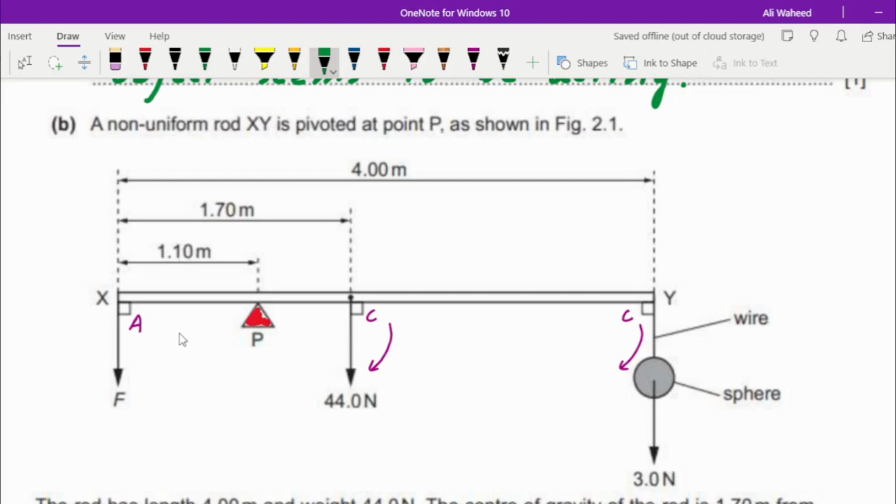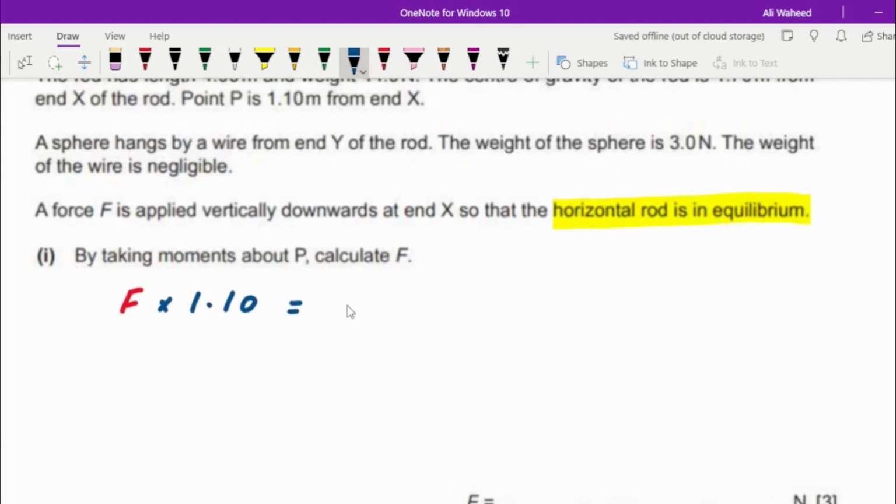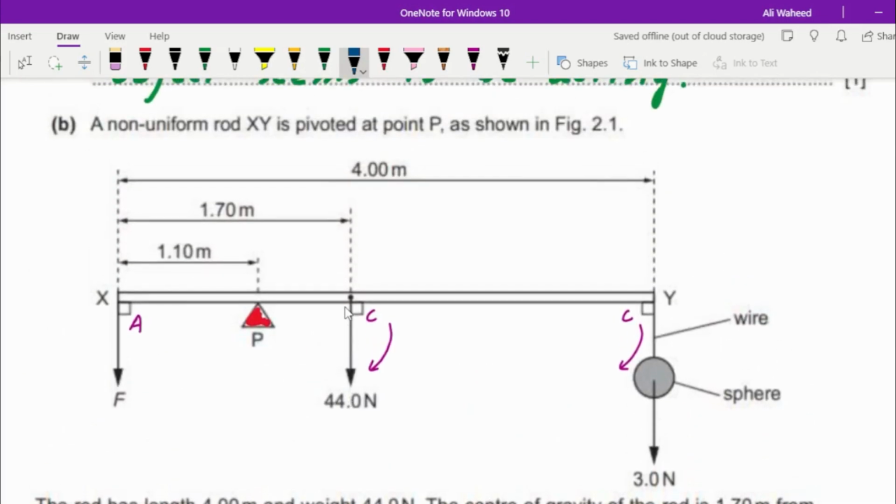So for the anti-clockwise moment, we have the force F being applied with a perpendicular distance of 1.10 from the pivot. So the anti-clockwise moment would be F times 1.10. So we can write over here F times 1.10. This is what we have from the anti-clockwise side, and that's it from the anti-clockwise side because there is no other force that would rotate it anti-clockwise.